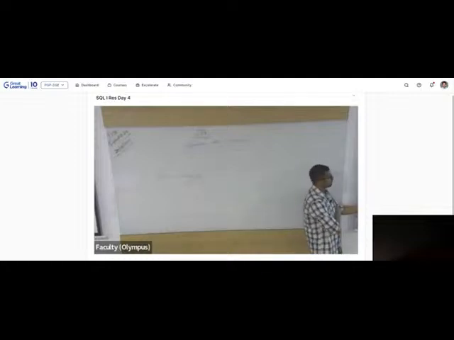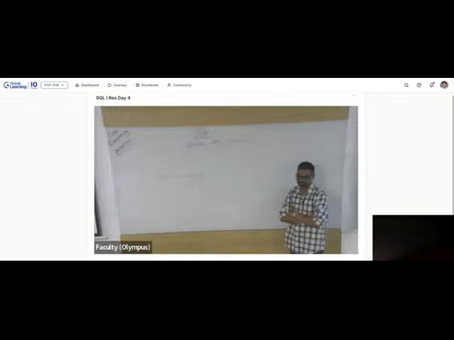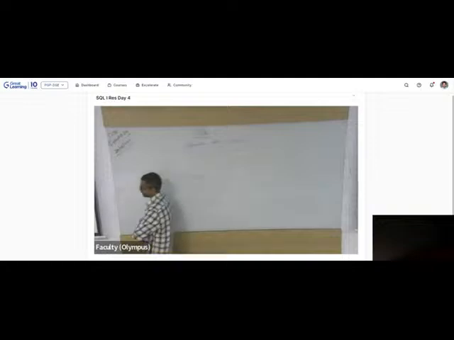So since we cannot write population greater than average population here, I'm just calculating average population separately, storing it in a CTE, calling the CTE here. There are better ways to do this, but I want you to understand CTEs. That's why I wrote it like this.